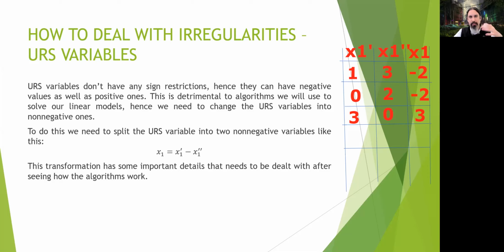So this is how we deal with the URS variables. We can have unrestricted sign variables, okay? But we just divide them into two new variables and just have those variables get positive values, non-negative values.